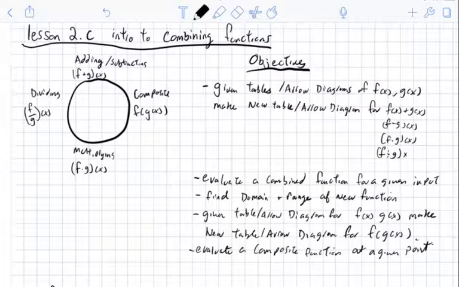C. Combining functions and composite functions.